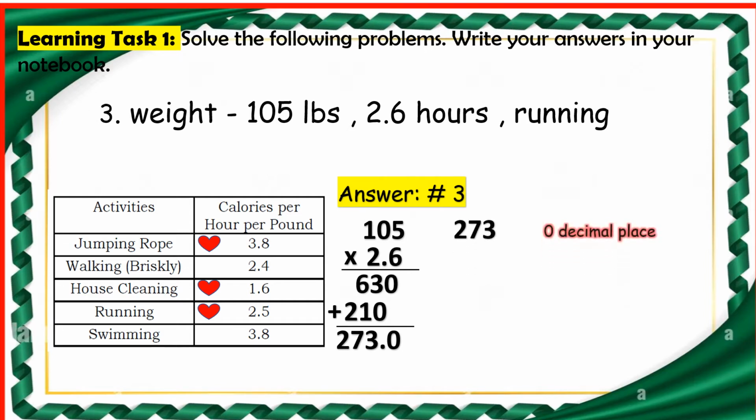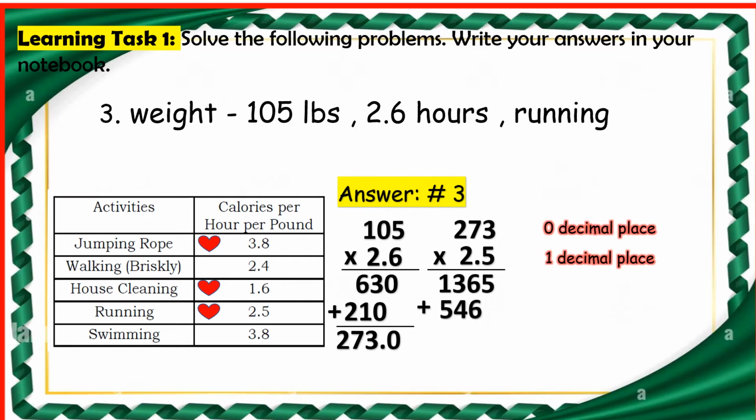So 273, which has 0 decimal places, times 2.5, which has 1 decimal place, and then let us multiply. So first we will multiply 273 by 5 and our answer is 1365. Then let us multiply 273 by 2 and the answer is 546. And then let us sum it up.